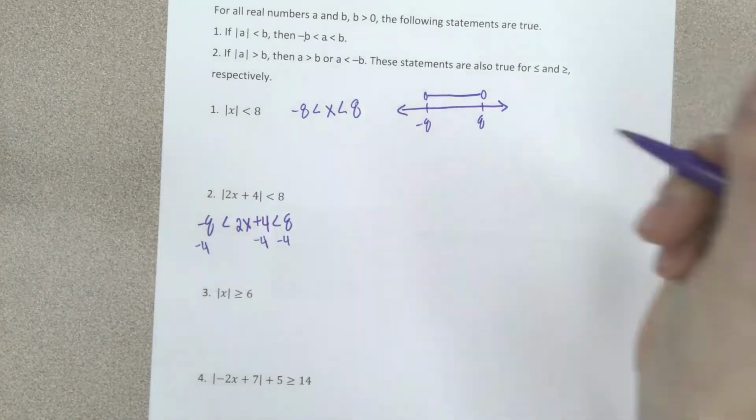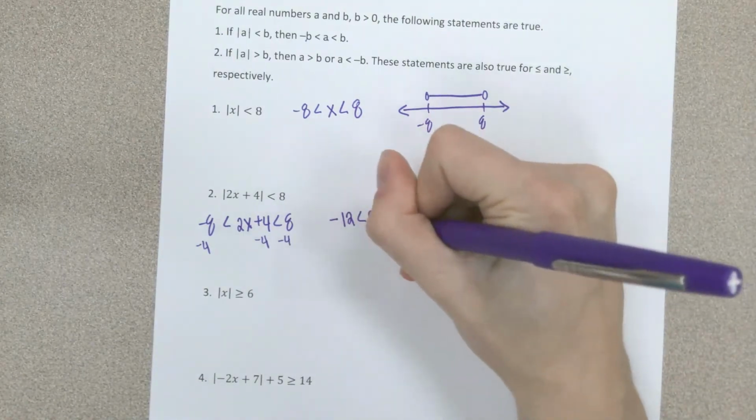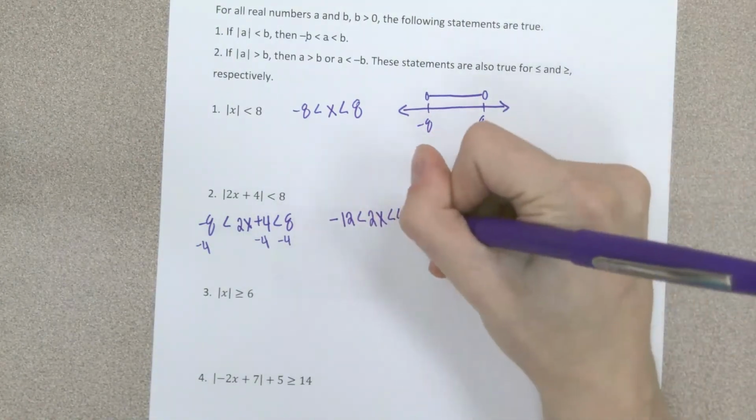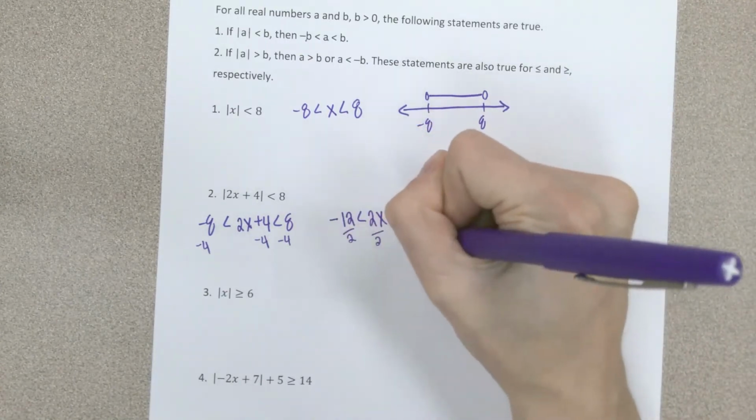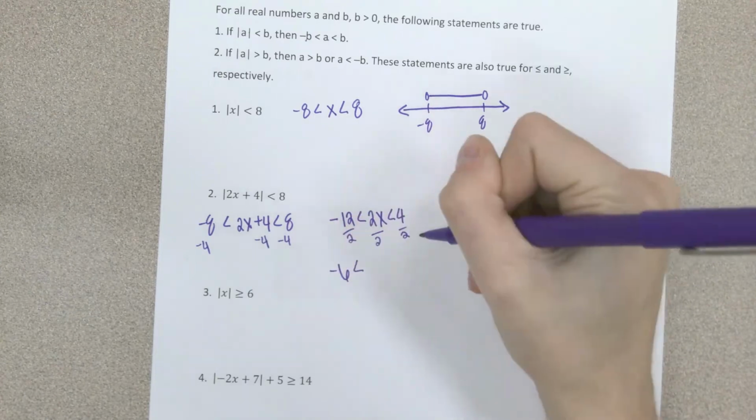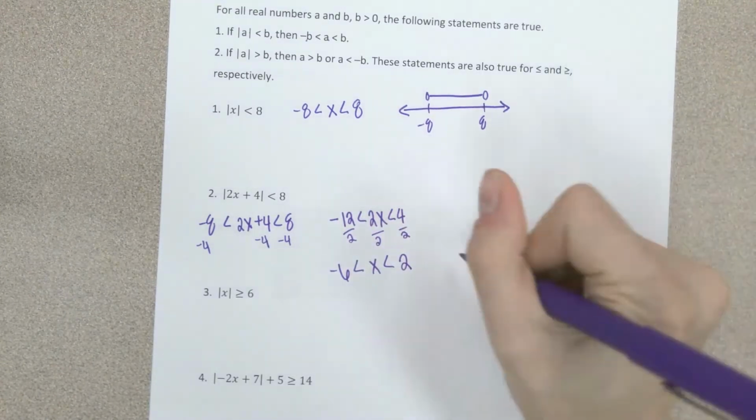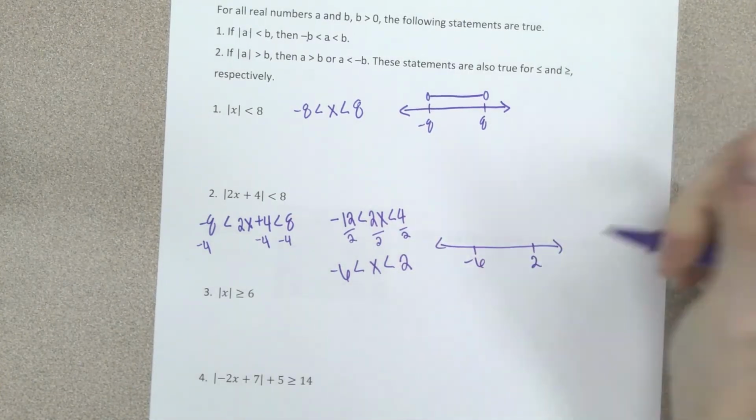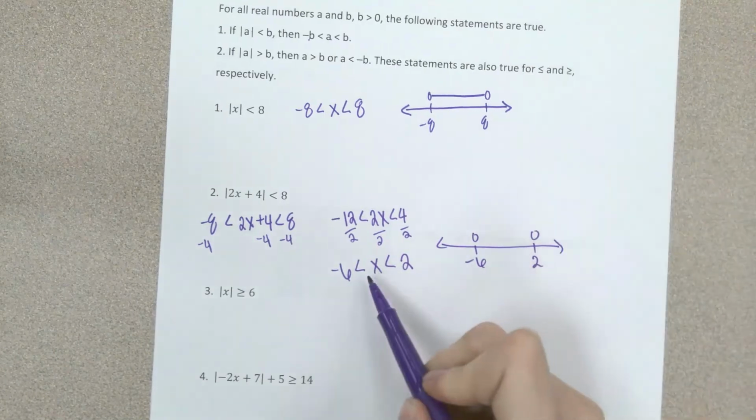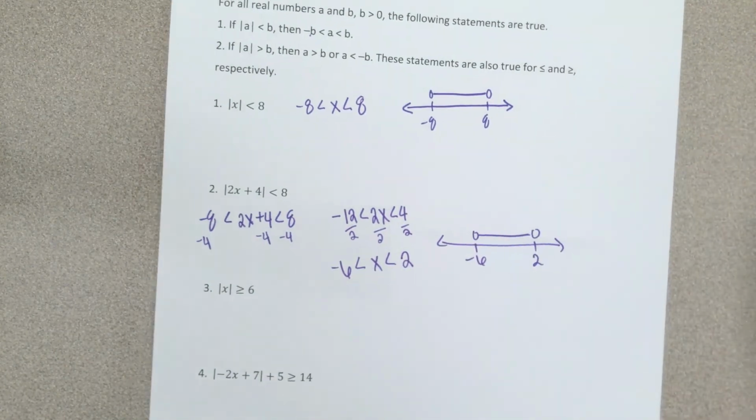Subtract 4 from both sides. We will have negative 12 is less than 2x, which is less than 4. Dividing by 2, negative 6 is less than x, which is less than 2. Once again, to draw this, we have negative 6 and 2. It's open circles because it's not equal to, and it's in between these.